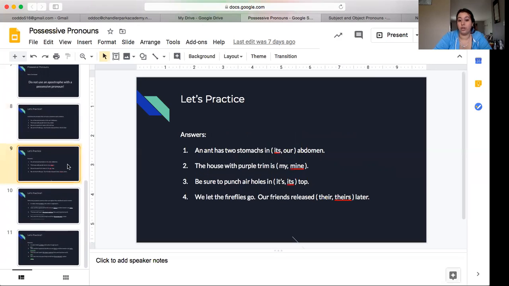Let's check our work. Number 1, an ant has 2 stomachs in its abdomen. We should have identified its as our pronoun. Number 2, the house with purple trim is mine. We should have identified mine as the possessive pronoun. Number 3, be sure to punch air holes in its top. Remember that last rule, no apostrophes. So you should have identified its, without an apostrophe, as the possessive pronoun.